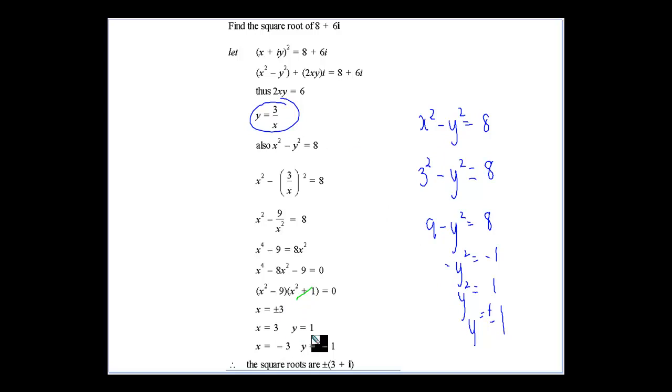So we get 3 plus i, or minus 3 minus i, which can be written this way. 3 plus i with the positive out the front. If we put the negative out the front, it would be minus 3 minus i. So that's how we find the square roots of complex numbers. Have a look at that process. Know it well. These ones will come up by themselves, or you can get them as part of solutions to other problems, as we'll see in the next video.